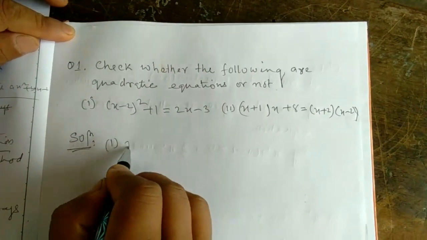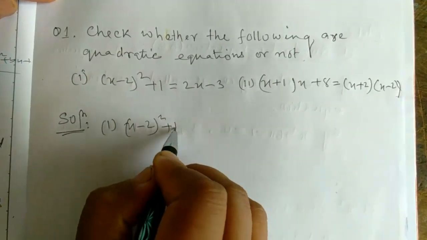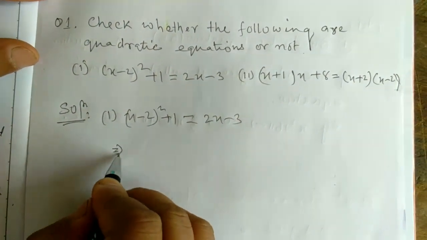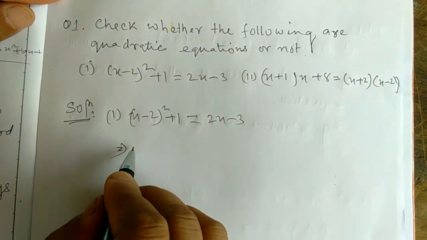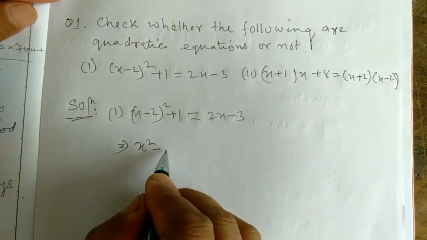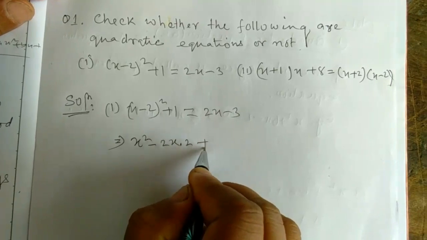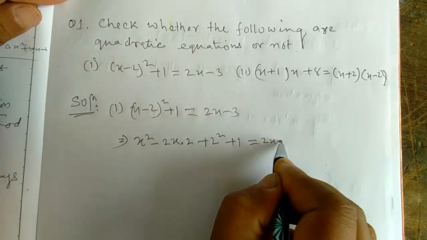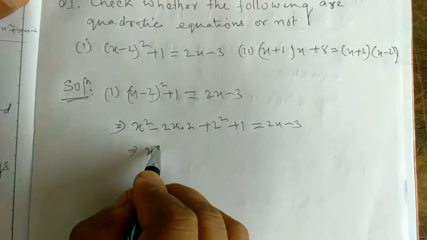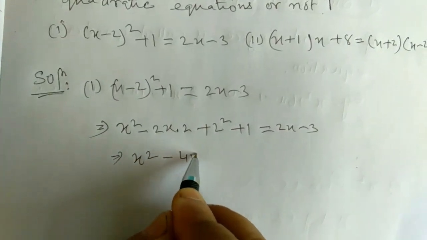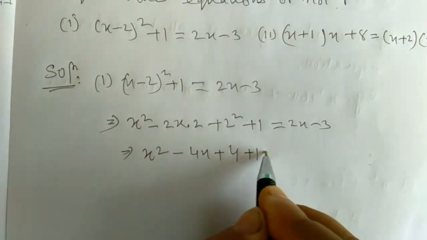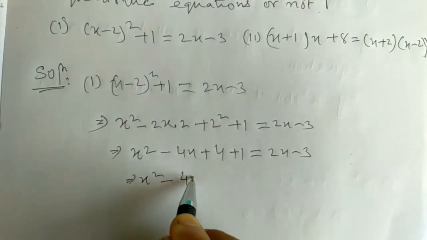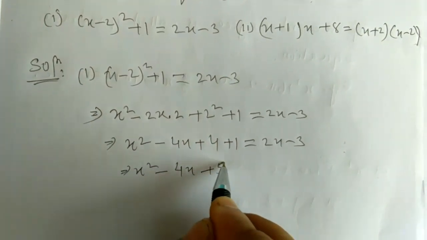Number 1, (x minus 2) whole square plus 1 equal to twice (x minus 3). First we have to apply the formula here, (a minus b) whole square. If you apply the formula, it will be a square minus twice ab plus b square. Here b means 2, plus 1 equal to twice (x minus 3). x square minus 4x plus 4 plus 1 equal to twice (x minus 3). x square minus 4x, 4 plus 1, 5.